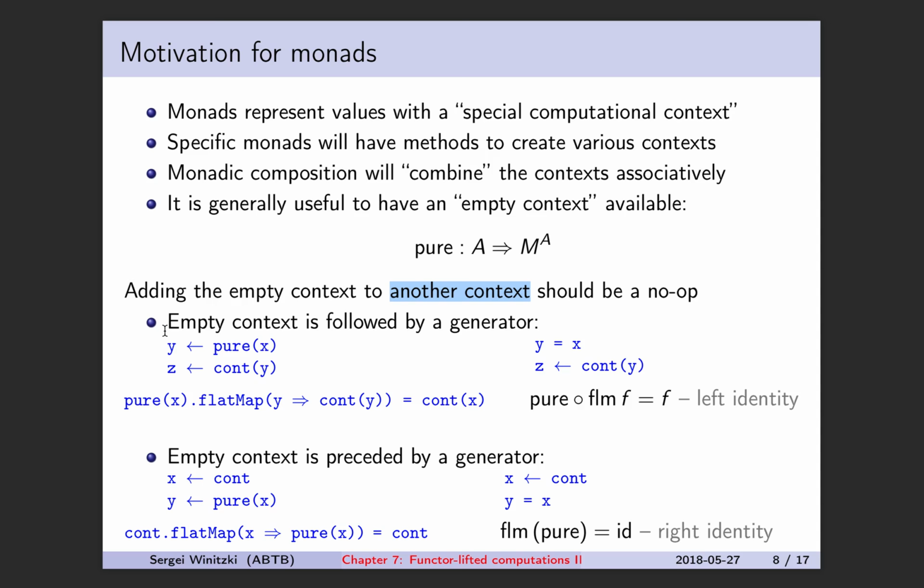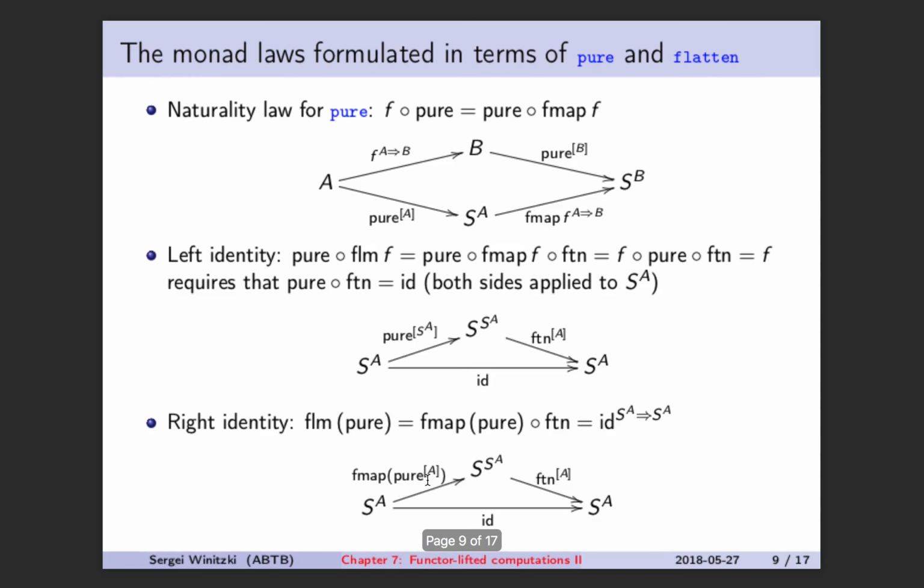And if we formulate this requirement in terms of code, we get the two laws, left and right identity. Now, the pure operation also must be a natural transformation. So once this is satisfied, we have three additional laws that are formulated using flatMap, like this. And I also give the type diagram for each of them.